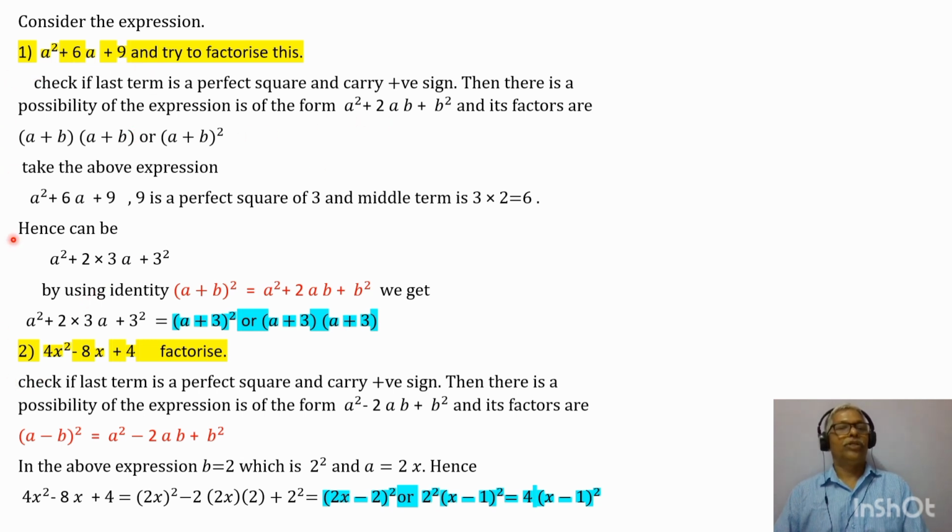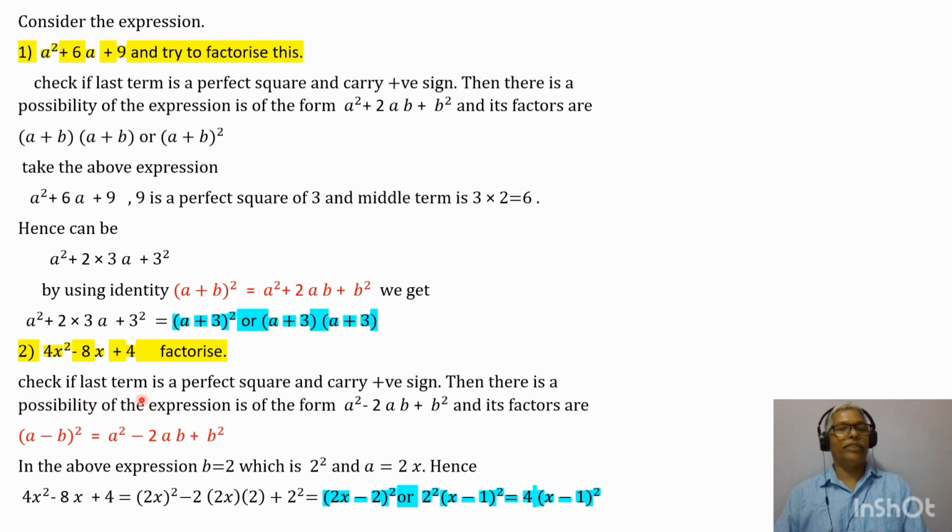Let us check the second expression, number 2: 4x square minus 8x plus 4. See here, the coefficient of x square is 4. This is deliberately chosen, or you will see it afterwards. Let's see.